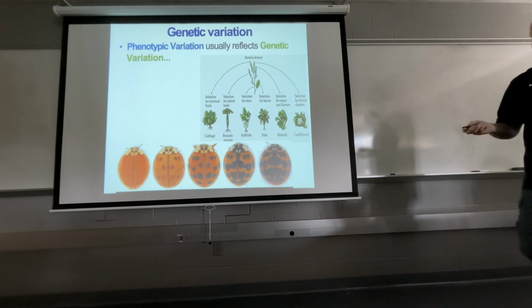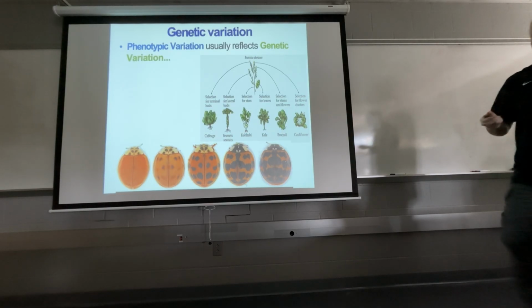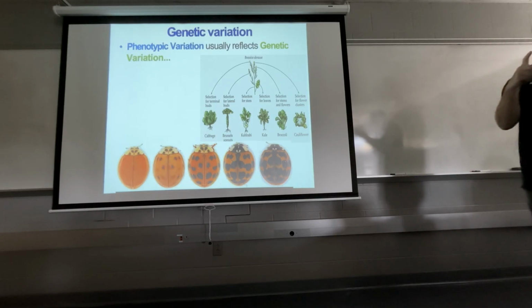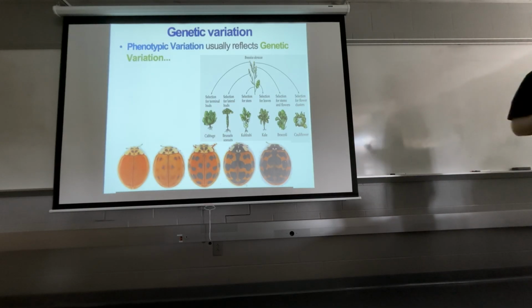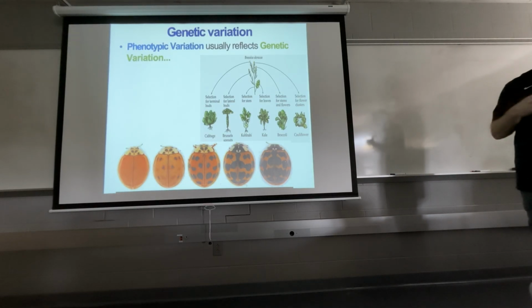So cauliflower, broccoli, kale, Brussels sprouts, cabbage, they all come from a single group of wild grasses that we have bred over hundreds of years. That's called artificial selection, right?